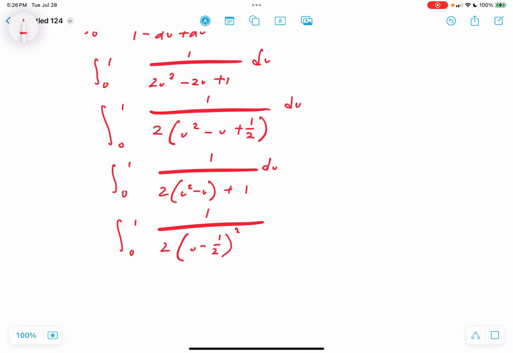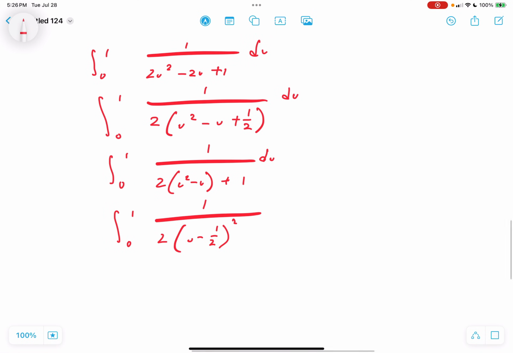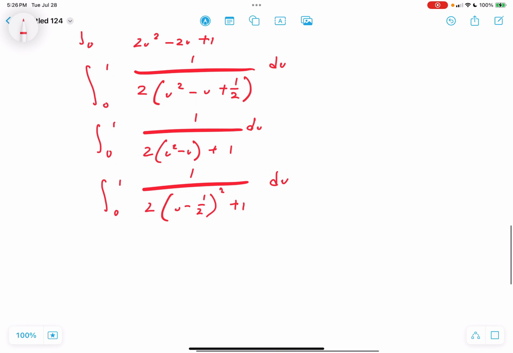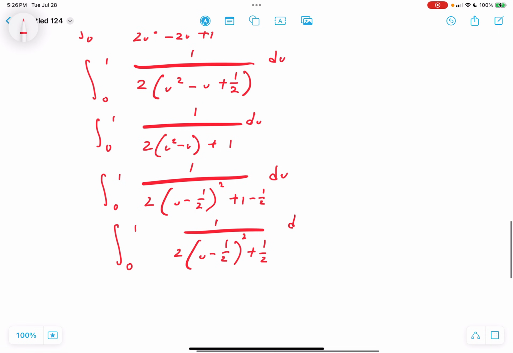And then also notice what I'm introducing. So whenever I square this, I'm going to be introducing, let's see, a 1/4, right? Because negative 1/2 squared is 1/4. But then I'm also multiplying that by 2, so really I'm introducing a 1/2 in. So I have to subtract a 1/2 back out. So now I have the integral from 0 to 1 of 1 over 2 times u minus 1/2 squared, and then this is going to be plus 1/2 du.